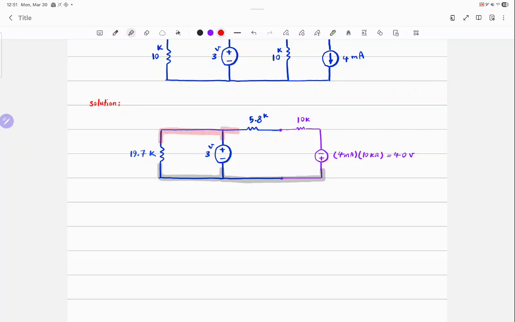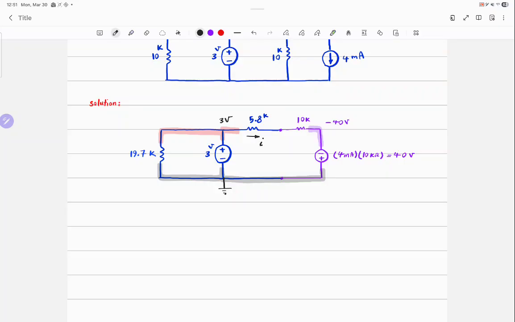Can you tell me what's the red voltage? 3 volts. And what is the purple voltage? Negative 40 volts. Now, because it's a resistor, the 5.8 kilo ohm, do I need both voltage and current to calculate power, or one of them is enough? One of them is enough. If you remember the equation, V squared over R or R i squared. So I'm going for current.